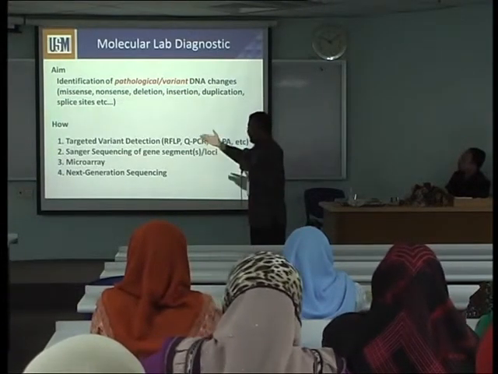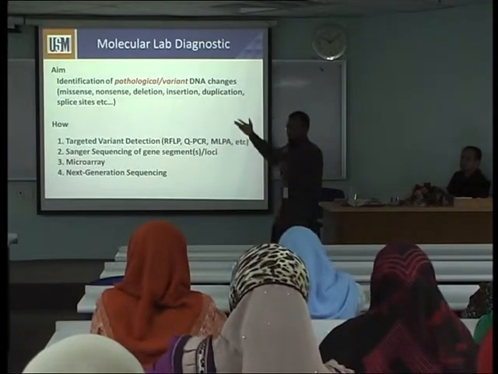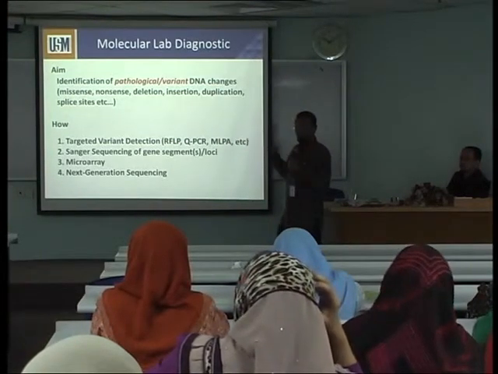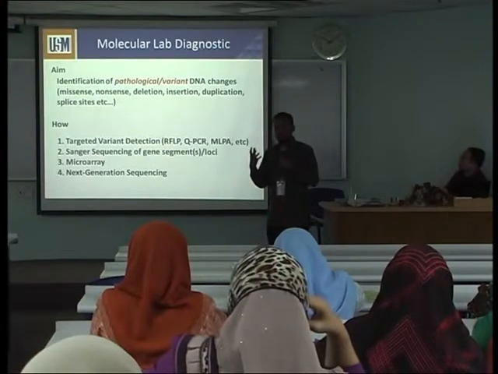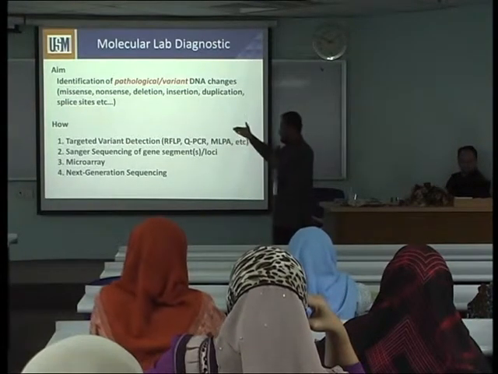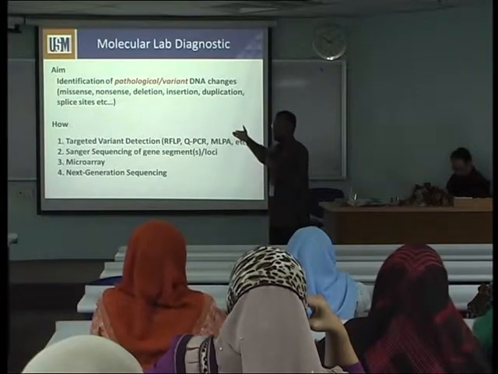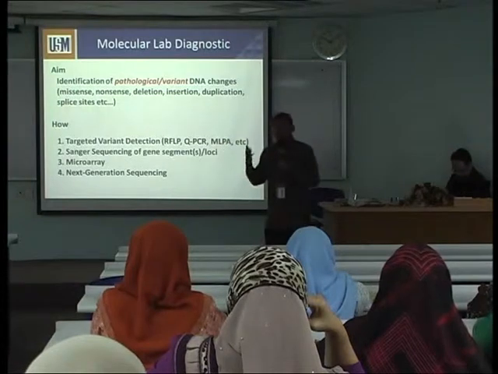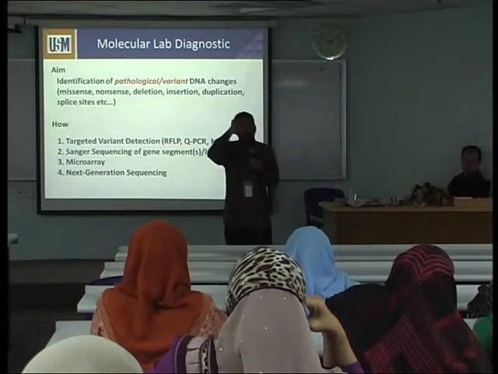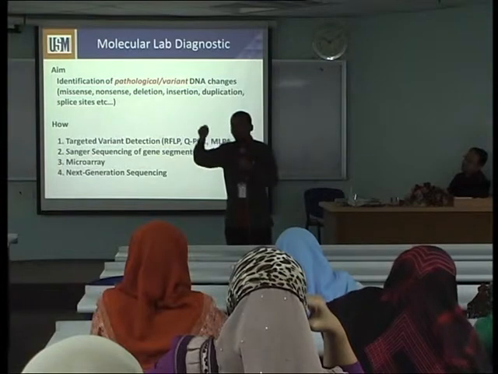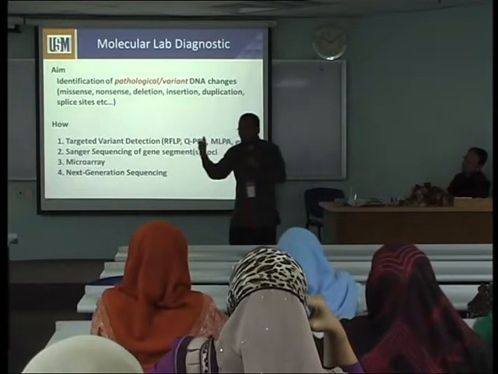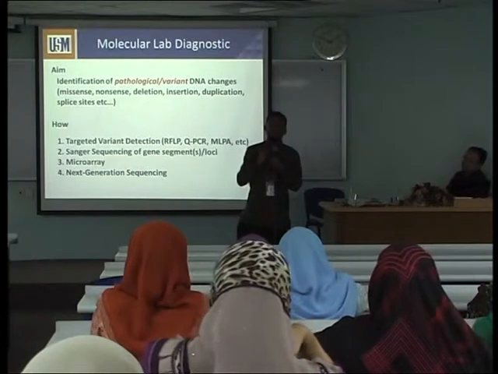If I can lump it into 4 different methodologies, we can have these 4. Targeted variant detection. We already know what variation or DNA change we want to target, and then we do that specific test. Currently, this number 1 makes up most of the tests that we have. And then number 2 is sequencing. Sanger sequencing, identification of the sequence of DNA, for a very limited segment of the genome, a segment which we know is very much linked with the disease.